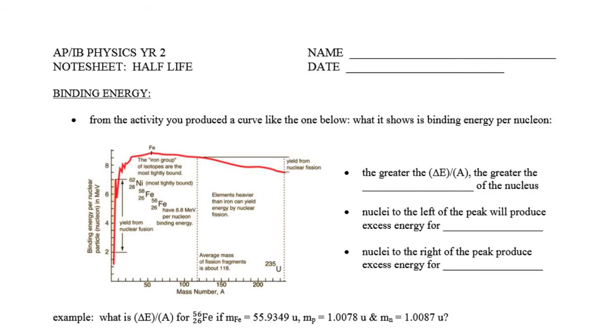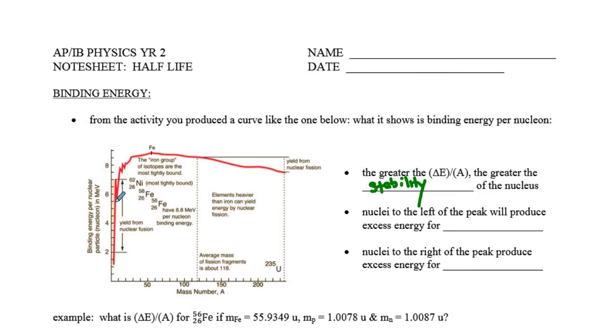Okay, and we talked a bit about how the greater the binding energy per nucleon, the harder it is to put together, but it also consequently means that the harder it is to break apart. So it leads to this idea of stability. What we concluded from that is that the greater the binding energy per nucleon, the greater the stability of the nucleus.